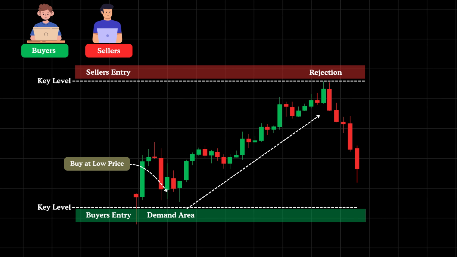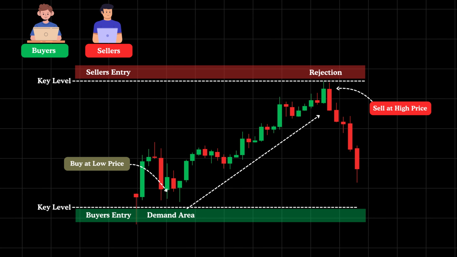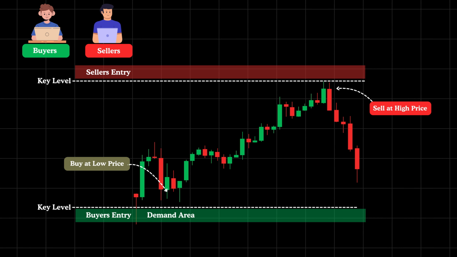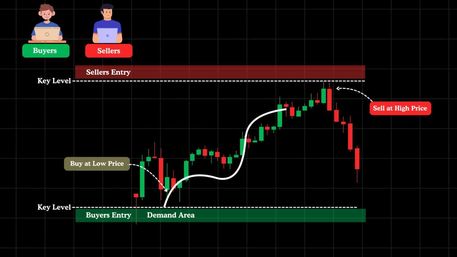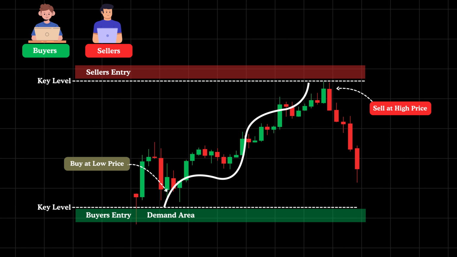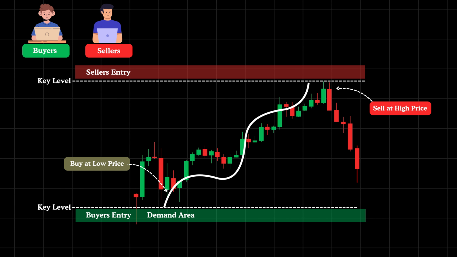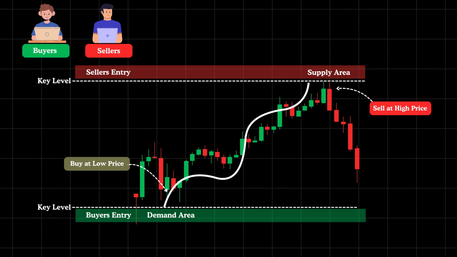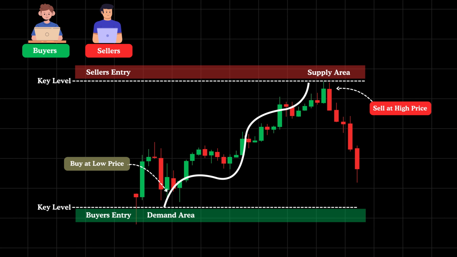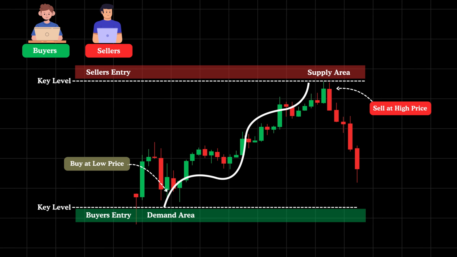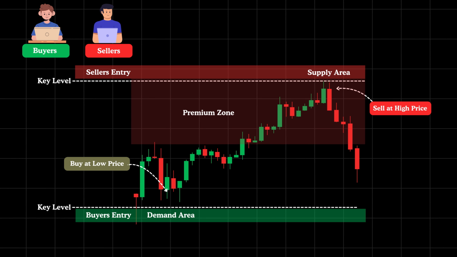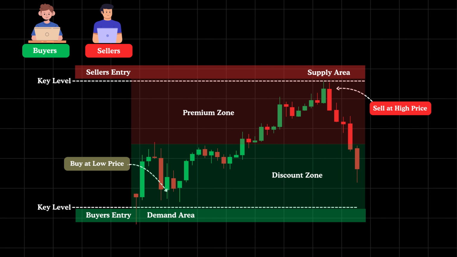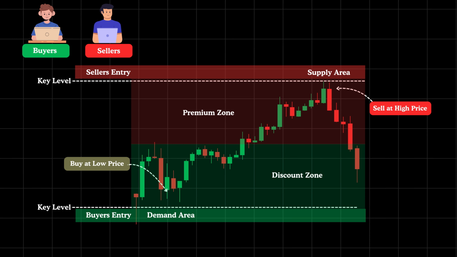On the other hand, sellers profit when they can sell at higher levels. Whenever the price becomes overvalued, or in simple terms, when it rises beyond a fair range, sellers take advantage by selling at inflated prices. This causes fewer buyers and more sellers to appear, making supply greater than demand, which leads the market to decline. This principle of supply and demand is essentially what's referred to as premium zones and discount zones in the smart money concept. The names may differ, but the underlying idea remains nearly the same.